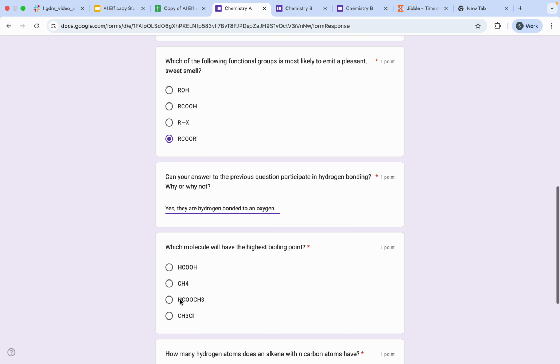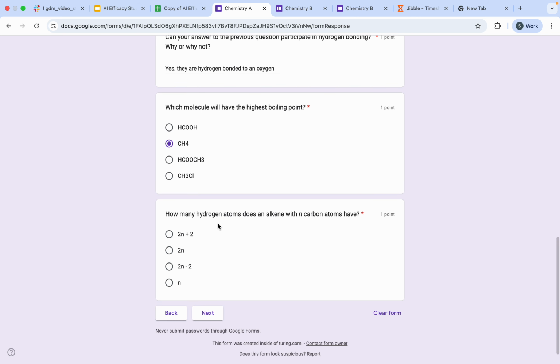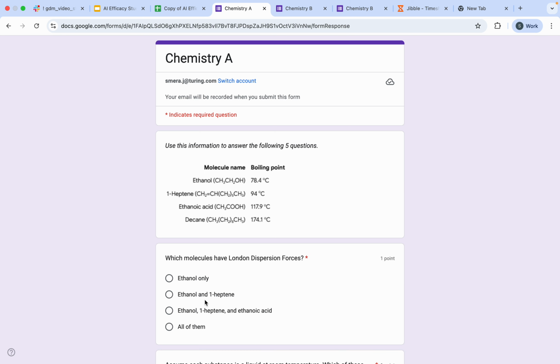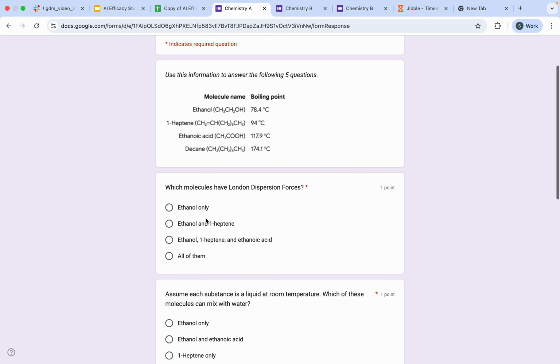Okay, which molecule has the highest boiling point here? I think CH4. How many hydrogen atoms does an alkane with n carbon atoms have? It is 2n plus 2. 2n plus 2 is the right answer. Yes, I think so.